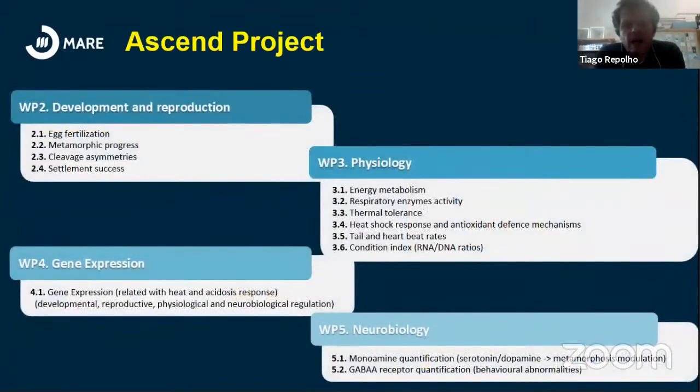Okay, our project basically has 5 work packages. The first one was related to the collection of organisms and acclimation, and so we basically have these 4. And these 4 are: the second deals with development and reproduction, the third with physiology, the fourth with gene expression, and the fifth with neurobiology.